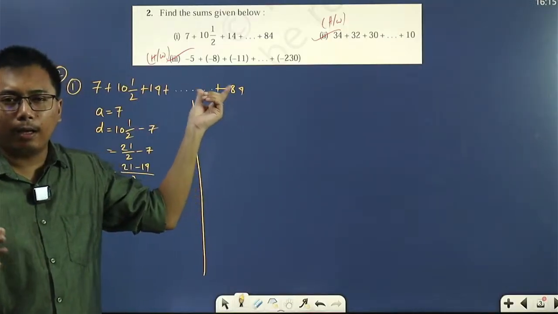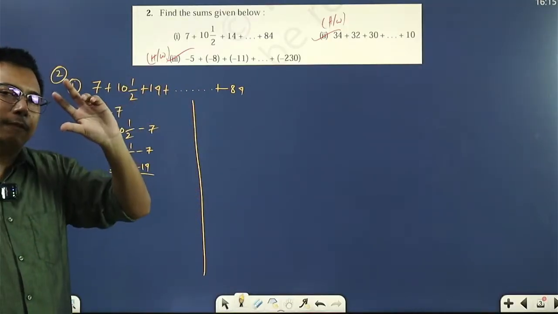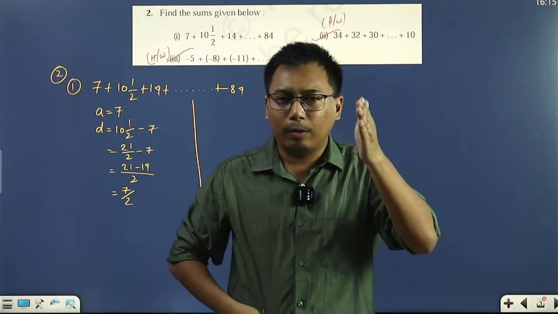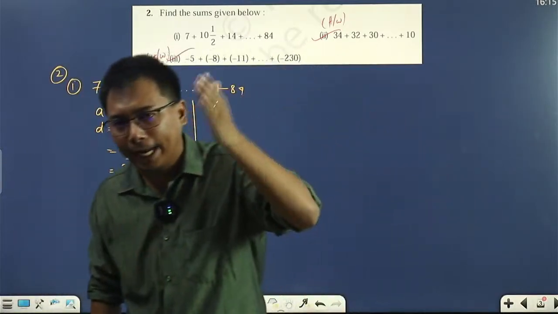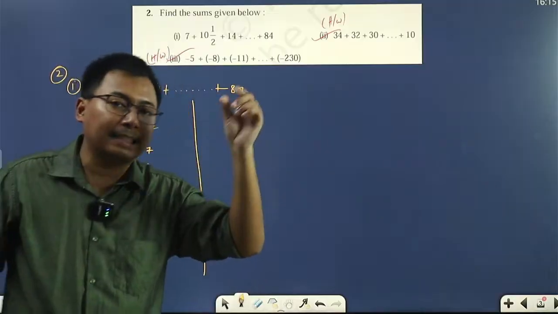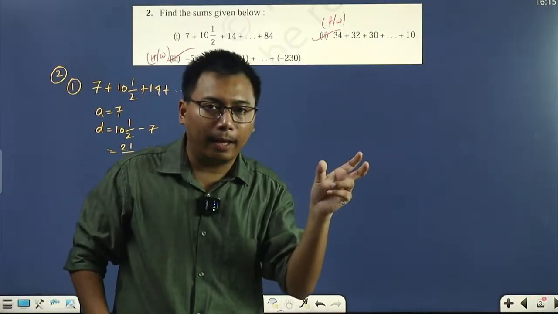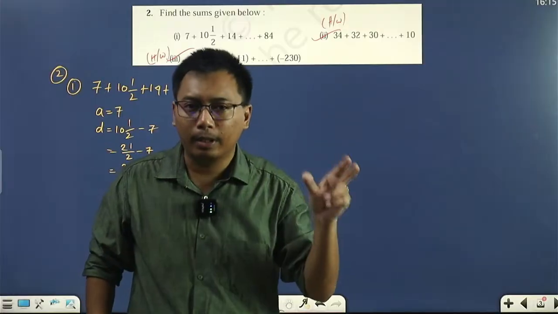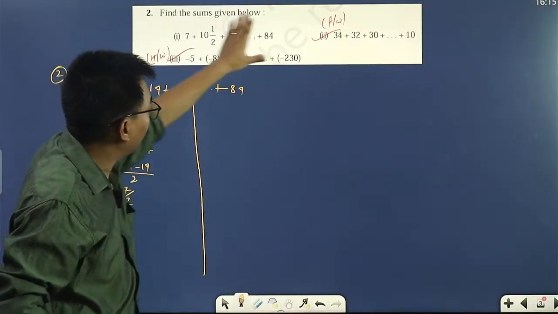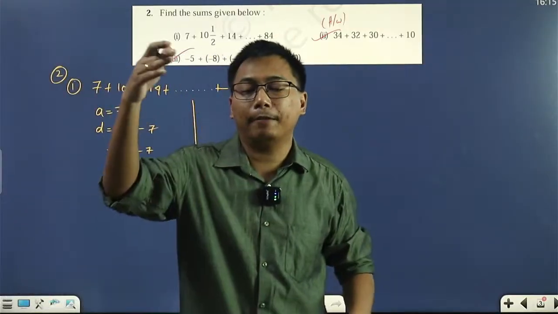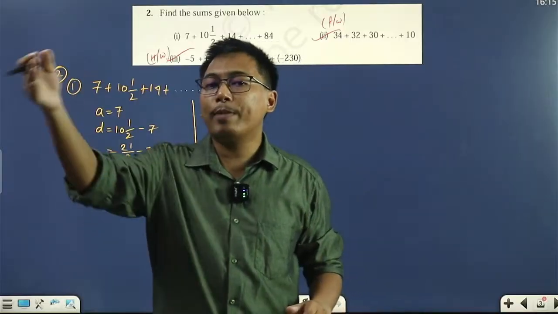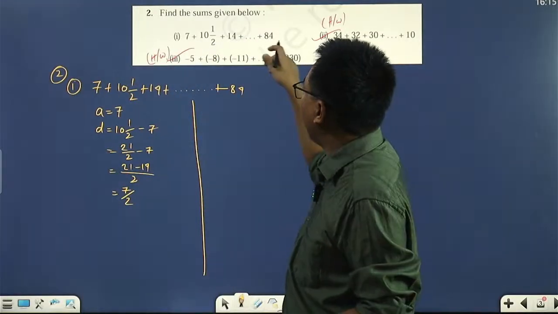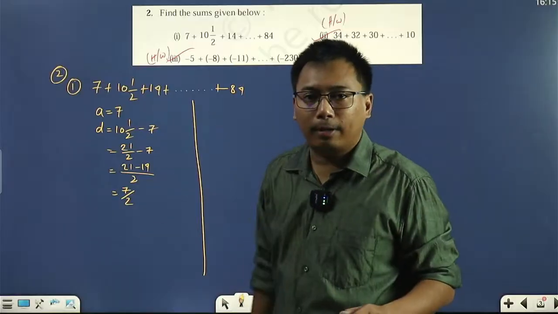Now, if we use the first formula, what do we write? We write Sn. To find the sum of n terms, we find Sn. What is n there? N is the number of terms, right? For this particular question, do we know how many terms are in this AP?